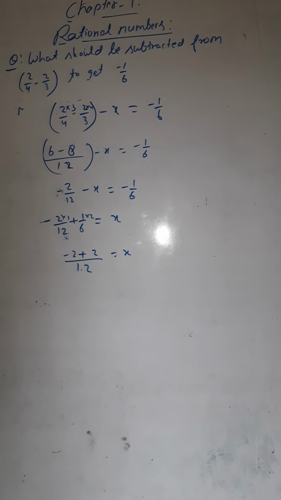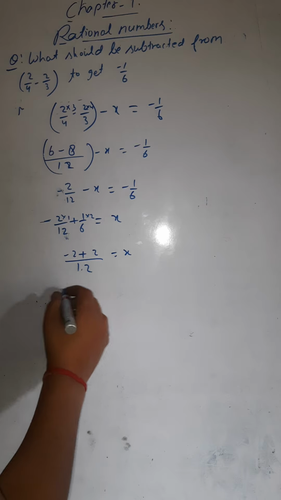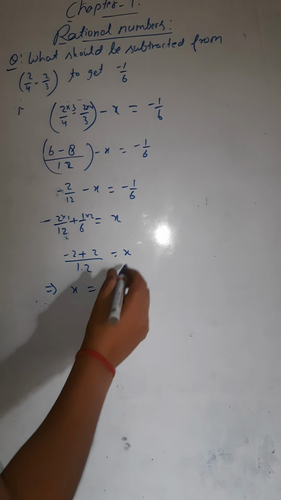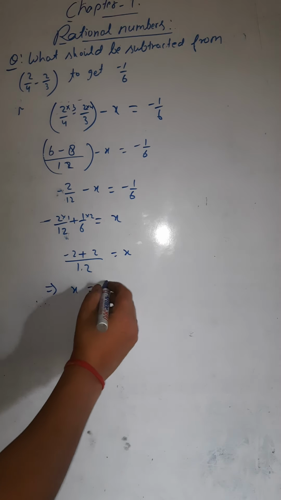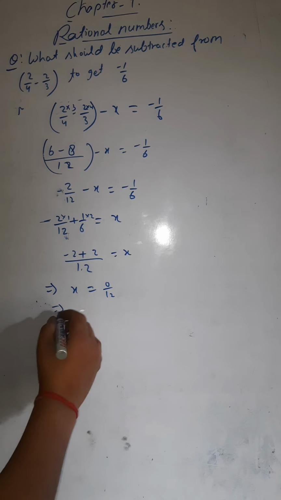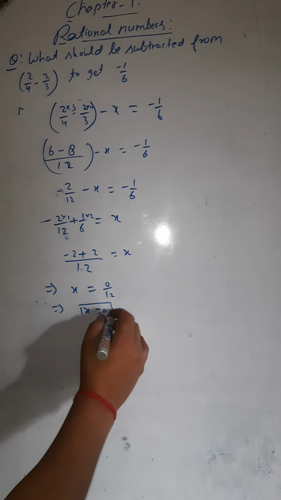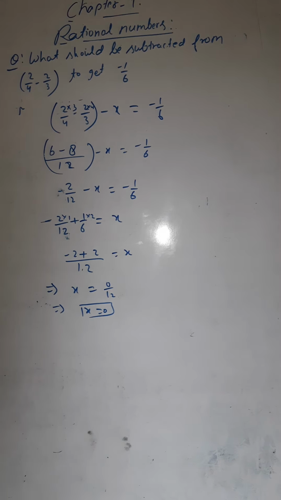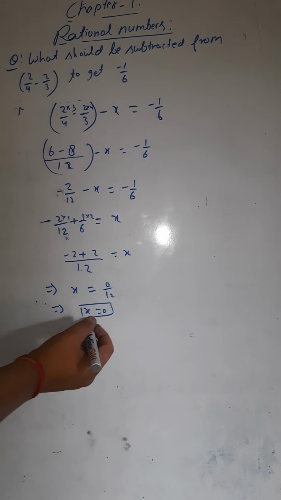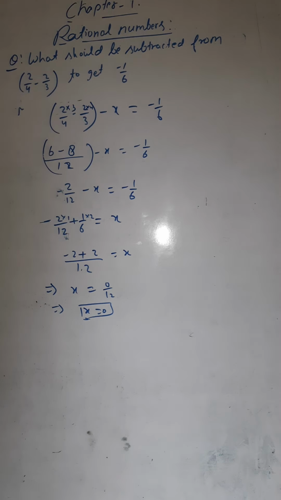So minus 2 plus 2 is 0. So it implies the value of x would be equal to minus 2 plus 2 is 0 by 12. The value of x is how much? 0. So this would be the answer. So x is coming out to be 0. So how much should you subtract from this to get minus 1 by 6? Means 0, you will subtract nothing. Are you getting? So the value of x is 0 here. So this would be the answer.